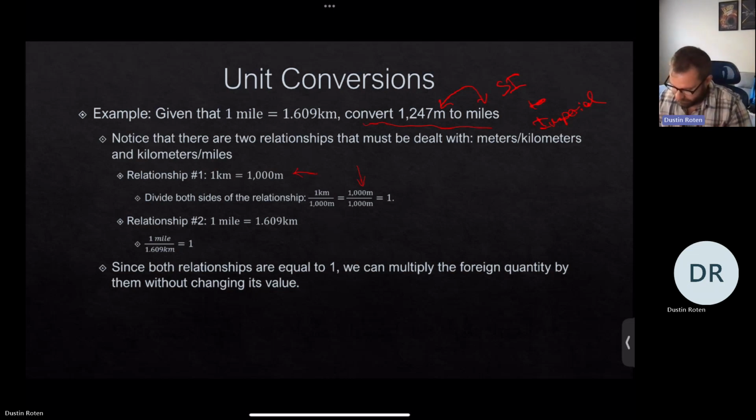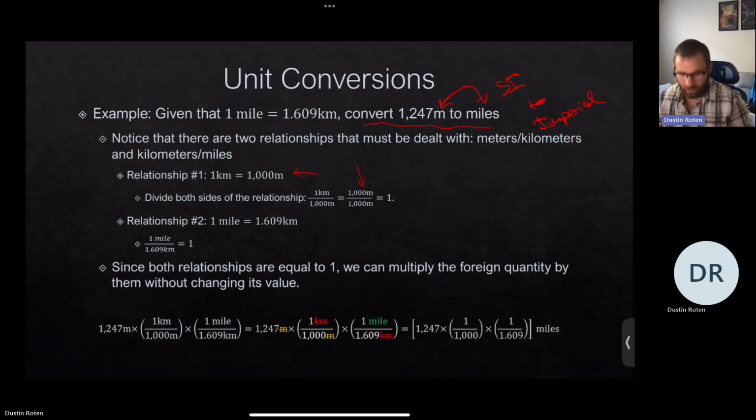So let's multiply this foreign quantity. So notice we're just multiplying by 1 over and over, right? The ratio here is just equal to 1. The ratio after that is just equal to 1. Now, so we have our original value, our foreign value, and then we're literally just multiplying by 1 twice. We have 1, 1. Now, notice what happens with the units.